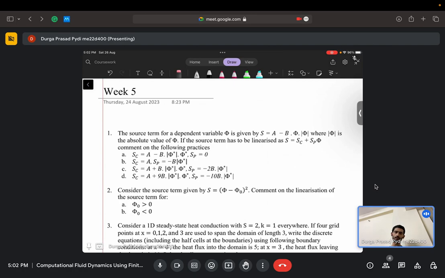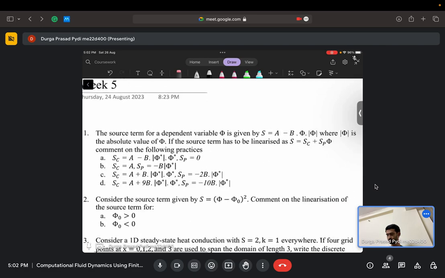This week's lectures mainly focus on the application of TDMA, the tridiagonal matrix algorithm, and then linearization of the source term. So the first question here is about linearization of a source term. You can go through the question once.